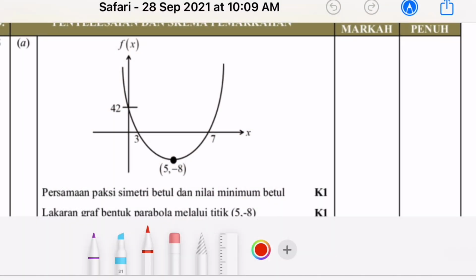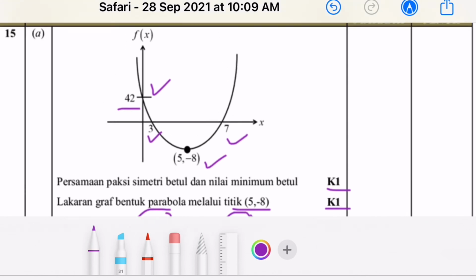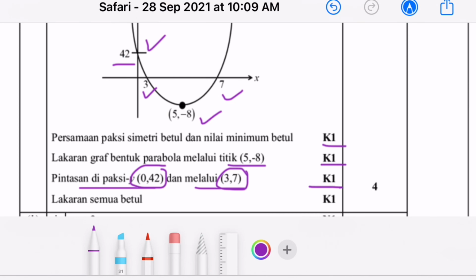Let's see the answer for question number 15. Now you need to sketch a nice U shape and label 42, 3, 7 and the minimum point. The axis of symmetry must be correct, and the value of the minimum point must be correct. Then the parabolic shape that passes through (5, -8) is 1 mark. Minimum point correct, parabolic shape 1 mark, and the x-intercept and y-intercept must be there. See, this is a y-intercept, this is an x-intercept. That's how you get 4 marks for the sketching of the quadratic function.